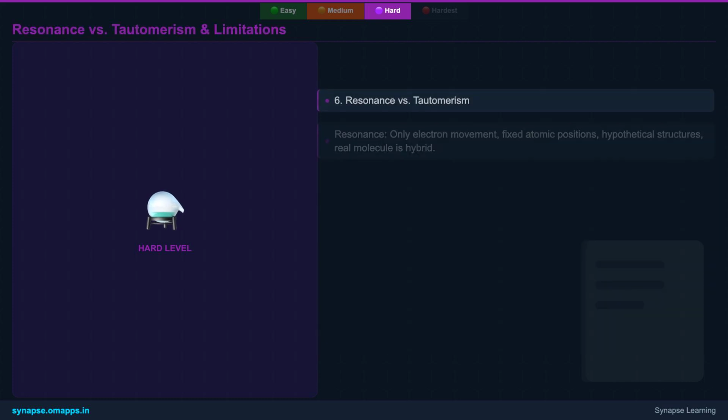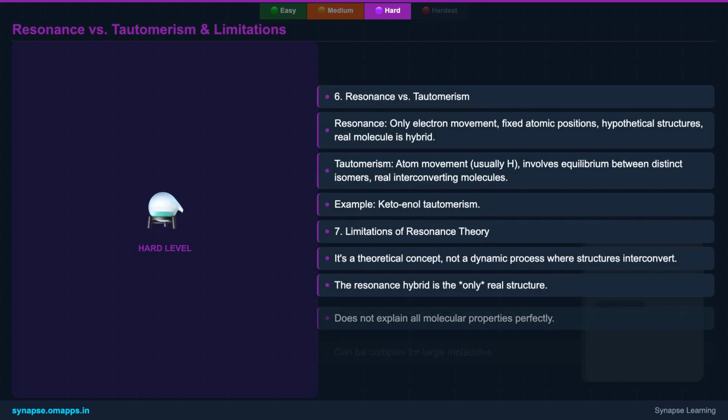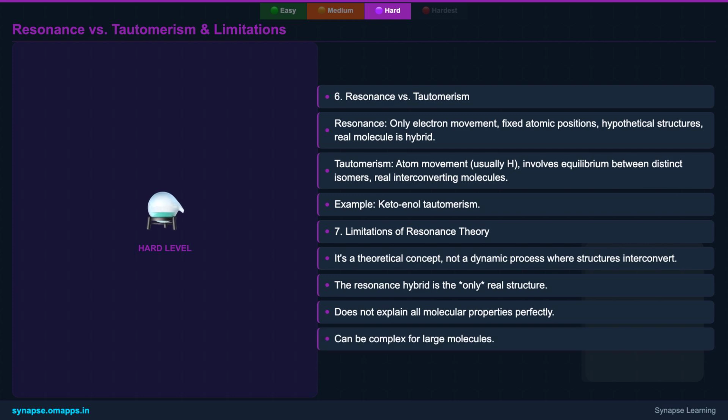It's important to distinguish resonance from tautomerism. While resonance involves only electron movement within a single molecule to form hypothetical structures, tautomerism involves the actual movement of an atom, typically hydrogen, leading to an equilibrium between distinct structural isomers. Remember, the resonance theory is a model, the hybrid is the real structure, not rapidly interconverting forms.